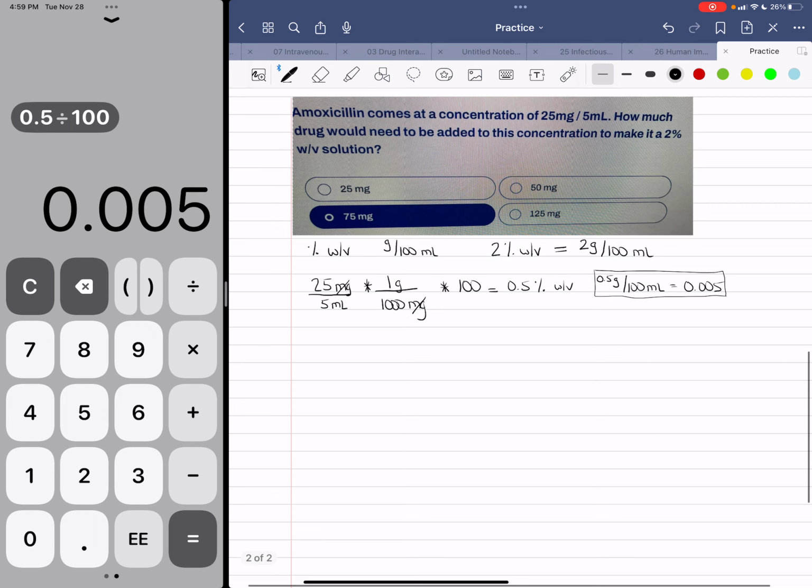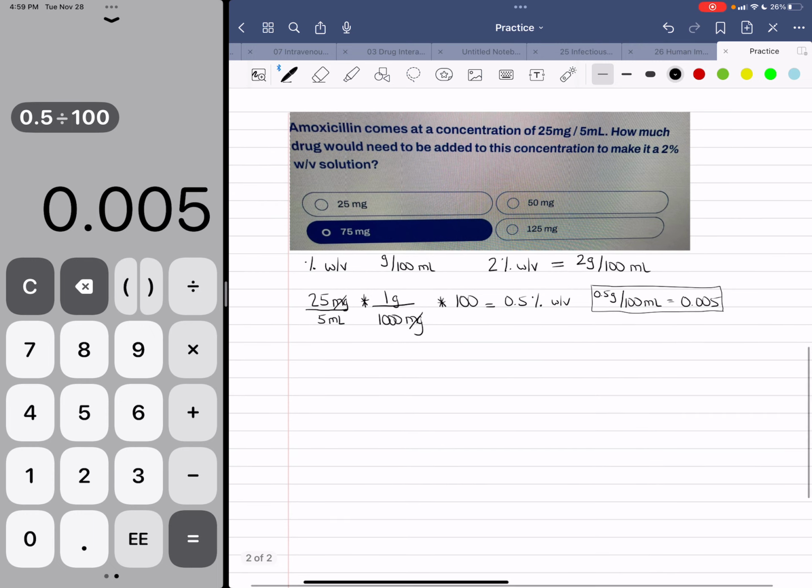All right, but the question asks how much drug would need to be added. Now, when we're saying how much drug we're going to be adding, as verified by the answer choices, we're asking how many milligrams or how many grams of this drug we're going to be adding to the 5 mL that's already there. So we're not adding any additional milliliters. We're not adding any fluid. We're just adding the drug. So we're talking about milligrams.